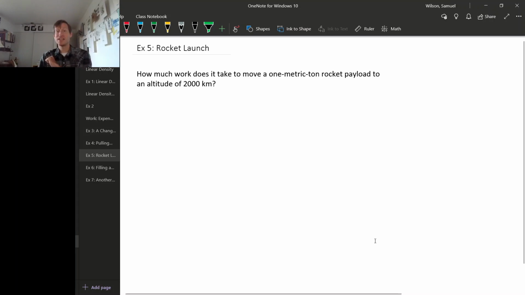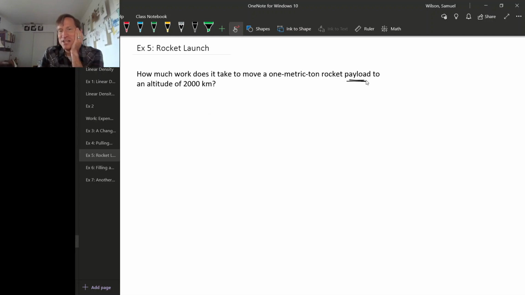For another example of analyzing a situation, let's look at a rocket launch. So how much work does it take to move a 1 metric ton rocket payload to an altitude of 200 kilometers? So we're talking just about the payload here. If you actually did this lifting, you must have some sort of rockets underneath your payload to get you up to 2,000 kilometers. This situation is tricky because we're going to start on the surface of the Earth, whose radius is about 6,000 kilometers. So we're going to start at the surface of the Earth and go out to a distance of 2,000 kilometers.